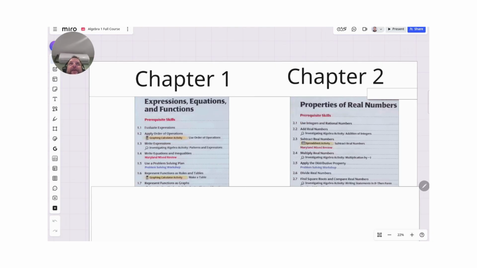But here we are at the beginning of our Algebra 1 course, so welcome. We can have kind of a little preview here of chapters 1 and 2, for example. This is the entire course. But here we begin with expressions, equations, and functions. And then chapter 2, we'll move on to properties of real numbers.